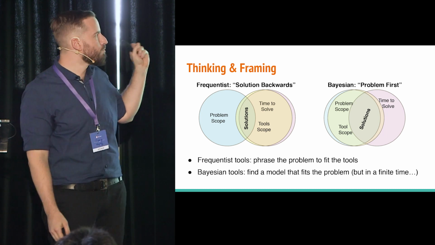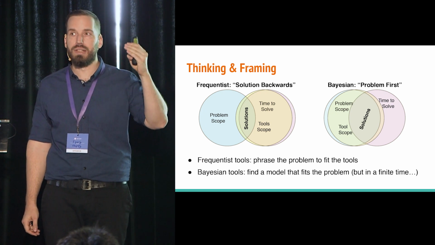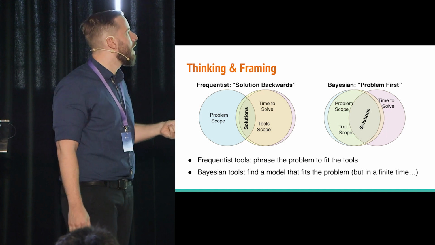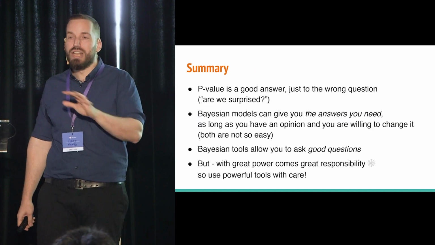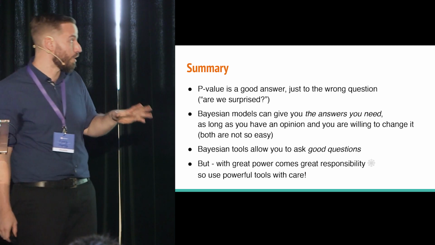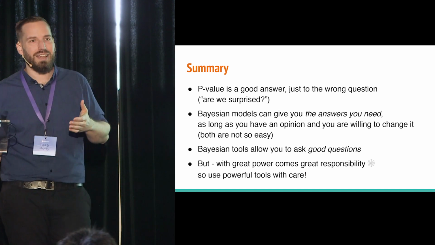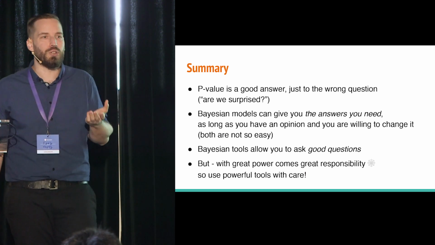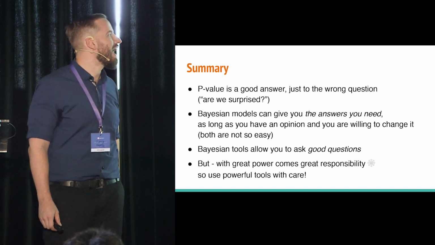And I'll again just mention the paper by Michael Betancourt, which is a really good guideline and way of thinking about complexity as well, not just about priors. In conclusion, hopefully I've convinced you that the p-value is a really wonderful answer, but to the wrong question, a completely wrong question. Bayesian models can give you the answer that you need and the answer that you want to give, if you're willing to have an opinion, the prior, and you're willing to change it. Both of them are maybe not as hard as you might think.